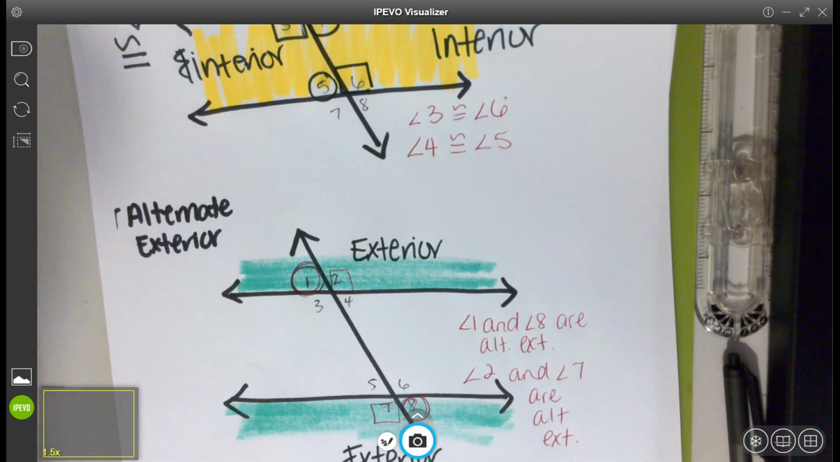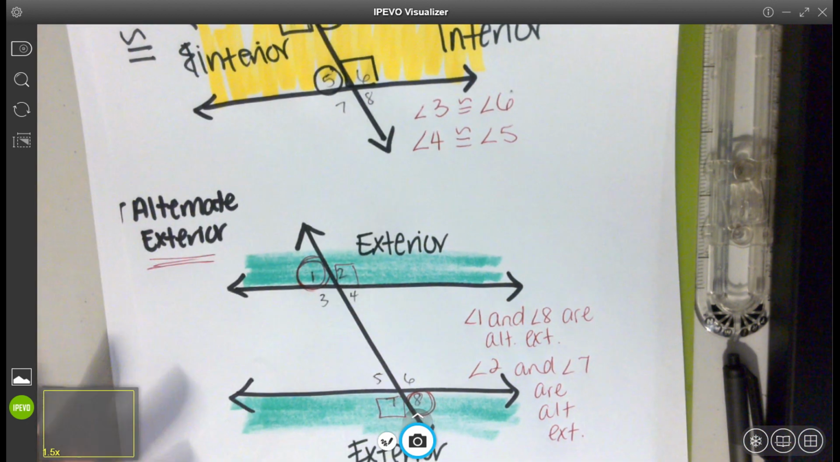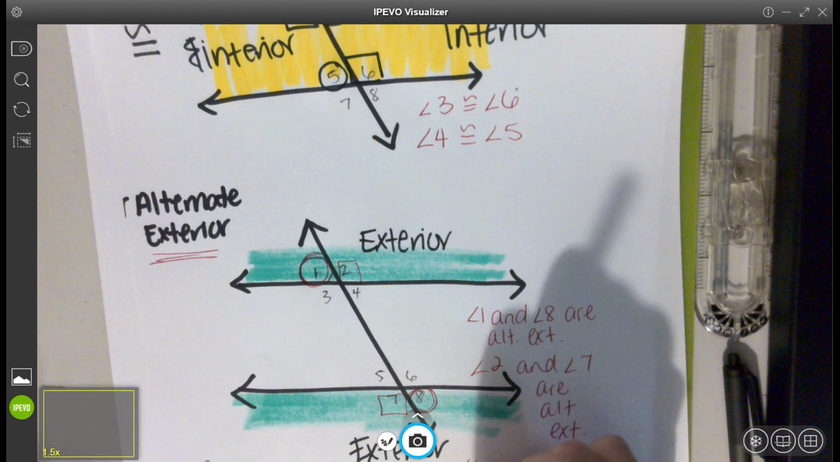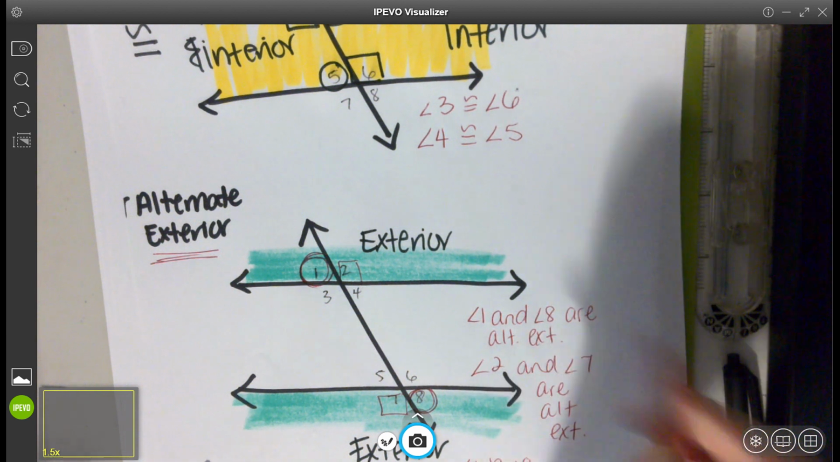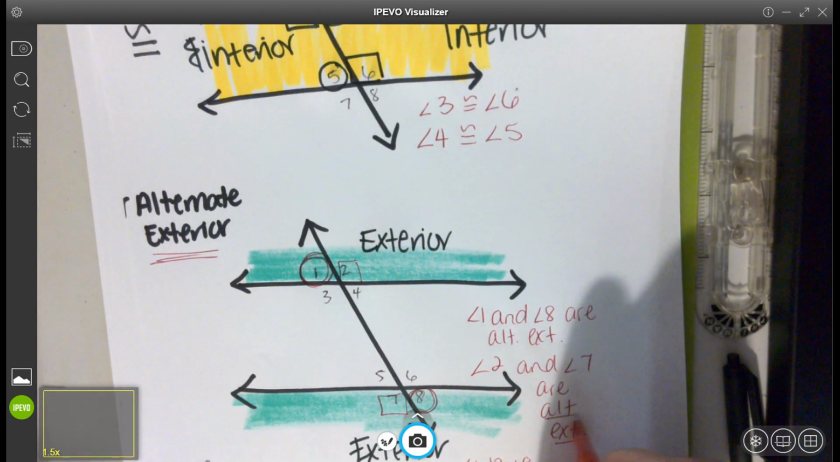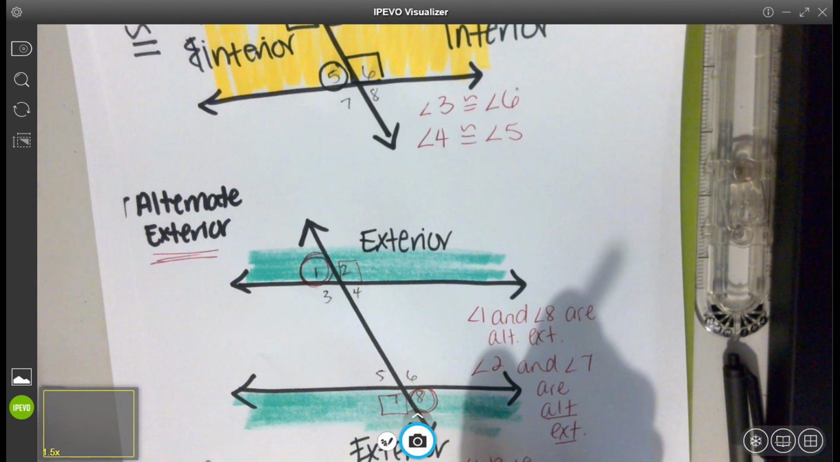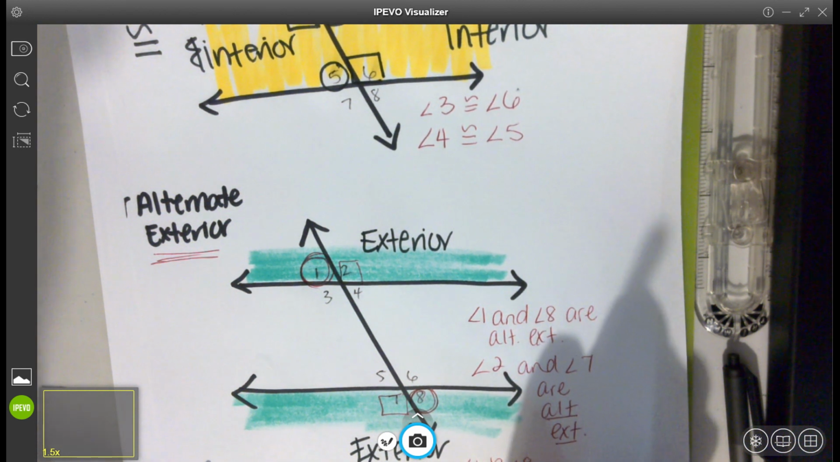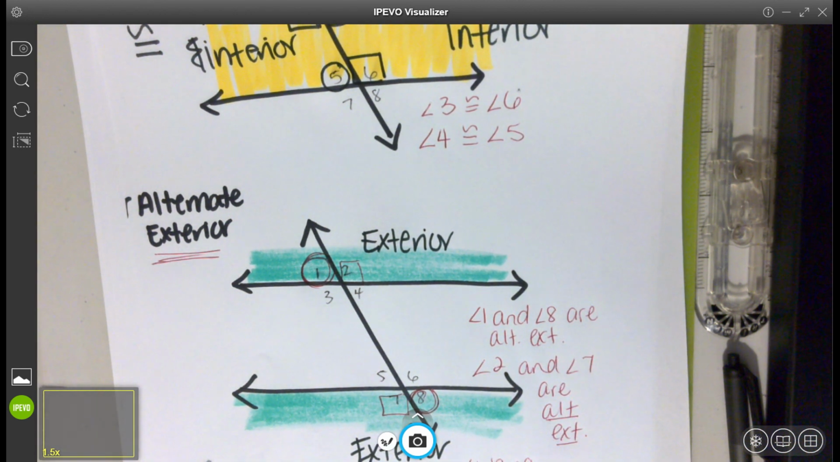These pairs are also congruent, so I could even say angle 1 is congruent to angle 8 based on identifying that they are alternate exterior angles, and also angle 2 and angle 7. Again, you want to make sure you could identify that they are alternate exterior.